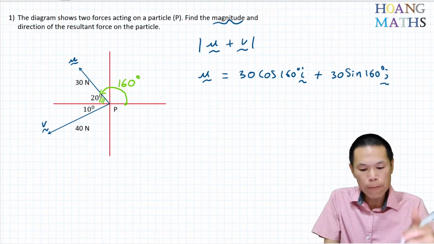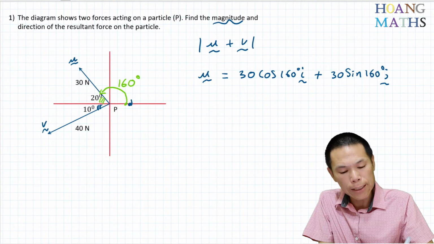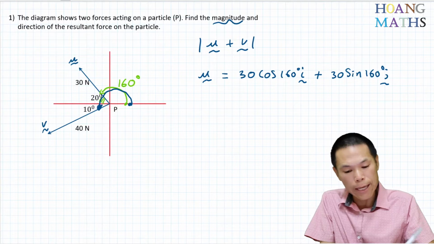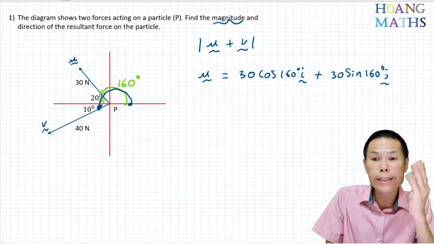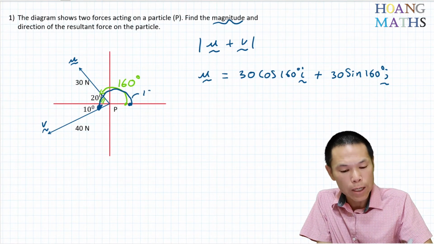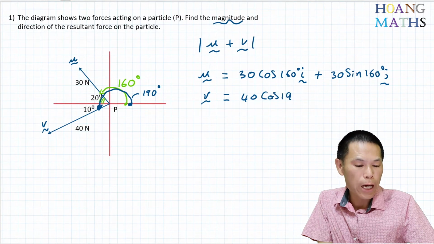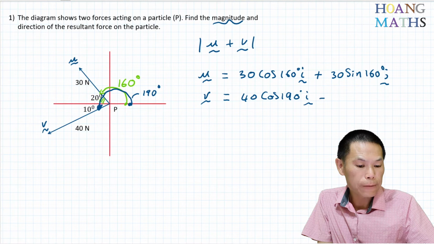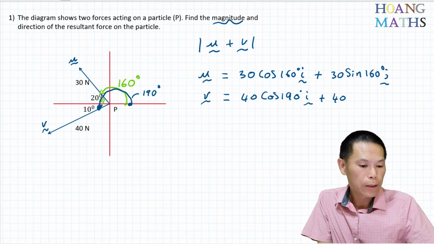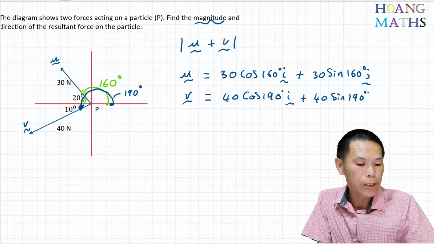To find vector v, we know the angle is 10 degrees. The direction for v starts from the positive x-axis and goes anti-clockwise, so the direction is 180 plus 10, that is 190 degrees. Keep that in mind. Therefore, vector v is 40 cos of 190 degrees i plus 40 sine of 190 degrees j.